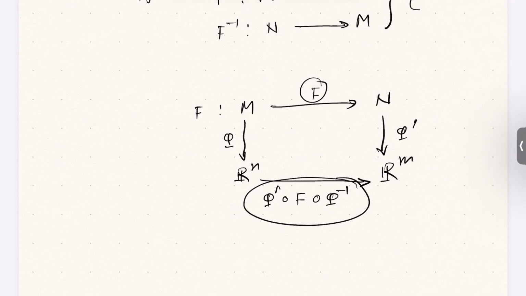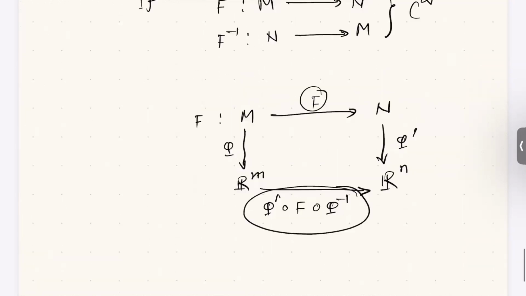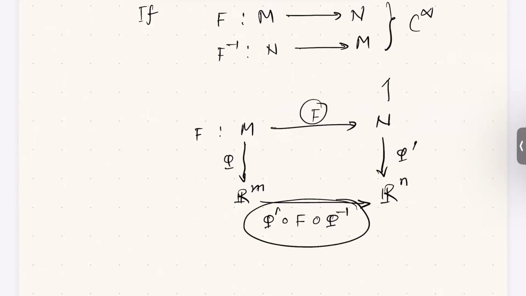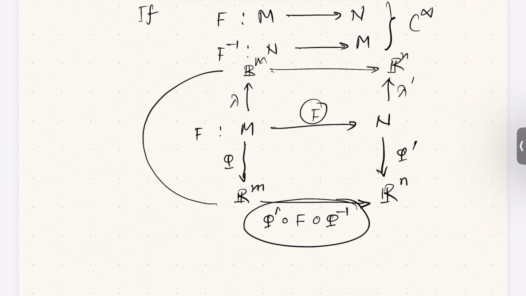Rn to Rm. Oh, sorry, I should write something like this. And to check the compatibility, I can consider something like lambda and lambda prime. Then this is again some Rm, and this is Rm. I need to check this and this. But since we are considering C infinity manifolds, the transition maps are also C infinity.